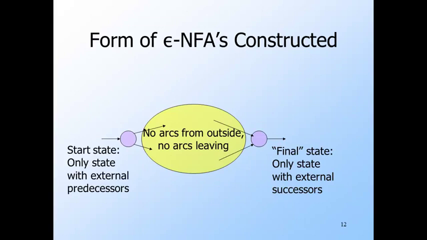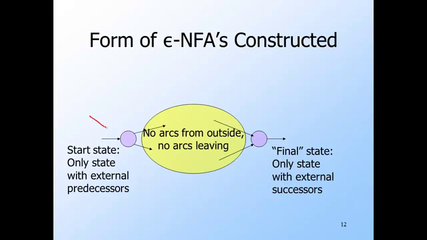The special form of epsilon NFA we construct is suggested by this sketch. There can be any number of states in the middle, but only one start state, as is true for any automaton, and only one final state, which is a restriction. More importantly, as we build larger automata from smaller ones, we never allow an arc into the middle or into the final state. The only outside arcs must come into the start state.